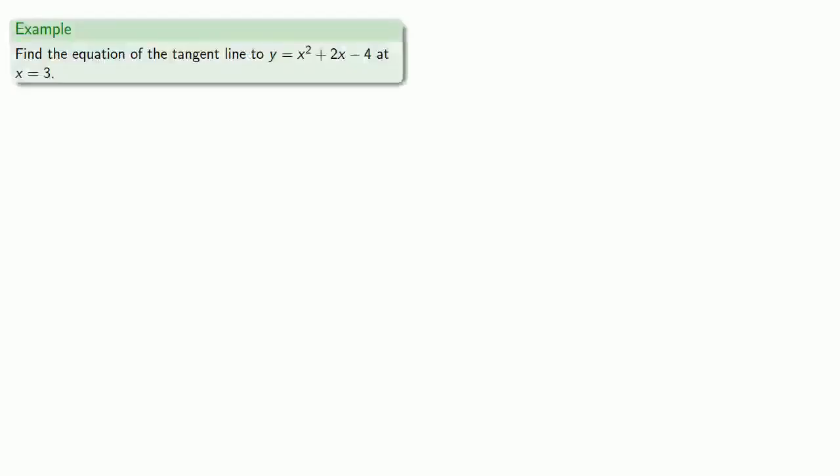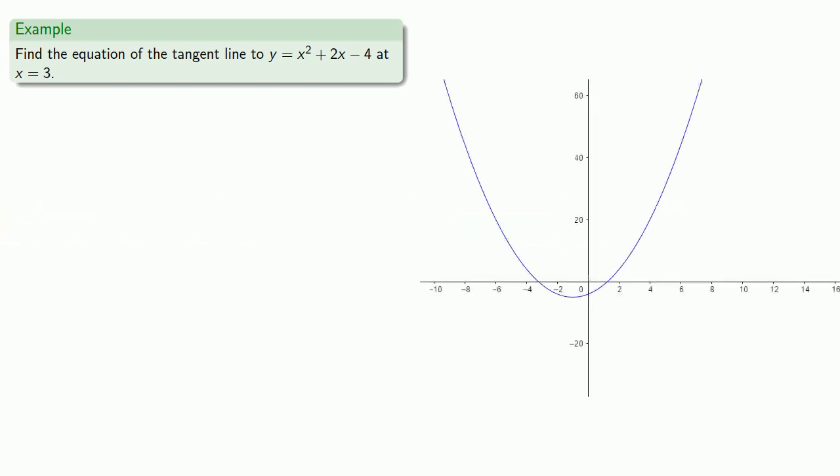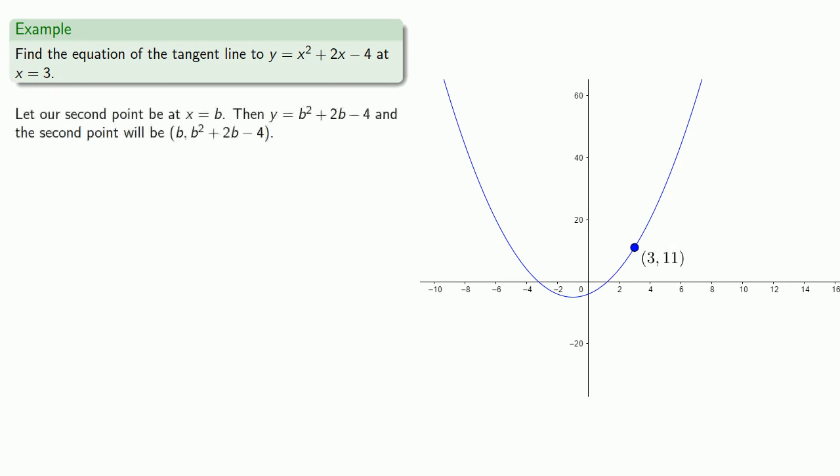So let's find the equation of the tangent line to y equals x squared plus 2x minus 4 at x equals 3. It's extremely helpful to graph the equation, so let's graph it. Now we do need that point of tangency, and so at x equals 3, y equals. And so the point of tangency is 3, 11. Let our second point be at x equal to b, then y is equal to b squared plus 2b minus 4, and the second point's coordinates will be b, b squared plus 2b minus 4. And that gives us a secant line.